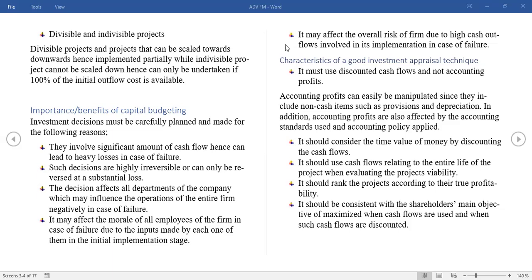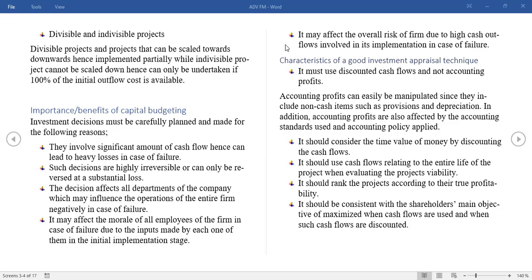What are some of the benefits of capital budgeting? One, we are saying they involve a significant amount of cash flow, hence can lead to heavy losses in case of failure. Secondly, such decisions are hardly reversible, and can only be reversed at substantial losses. The decisions affect all departments of the company, which may influence the operations of the entire firm negatively. It may affect the morale of those employees.